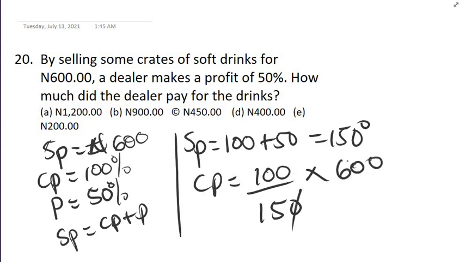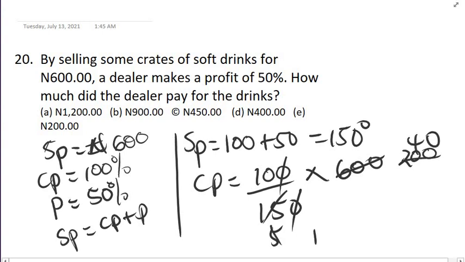0 cancels 0. Okay, divide both sides by 3. 3 here, 5; 3 here, 200; 5 here, 1. 5 into 200 is 40. So 40 times 10 will give me 400 naira. So the right option is D.